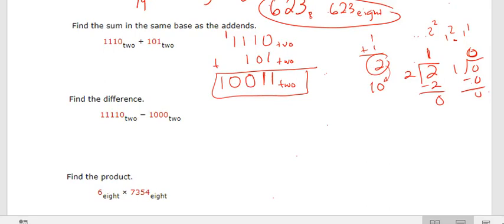Find the difference. So we're going to write the numbers in this way. So 0 minus 0 is 0. 1 minus 0 is 1. 1 minus 0 is 1. 1 minus 1 is 0. And 1 minus 0 is 1.